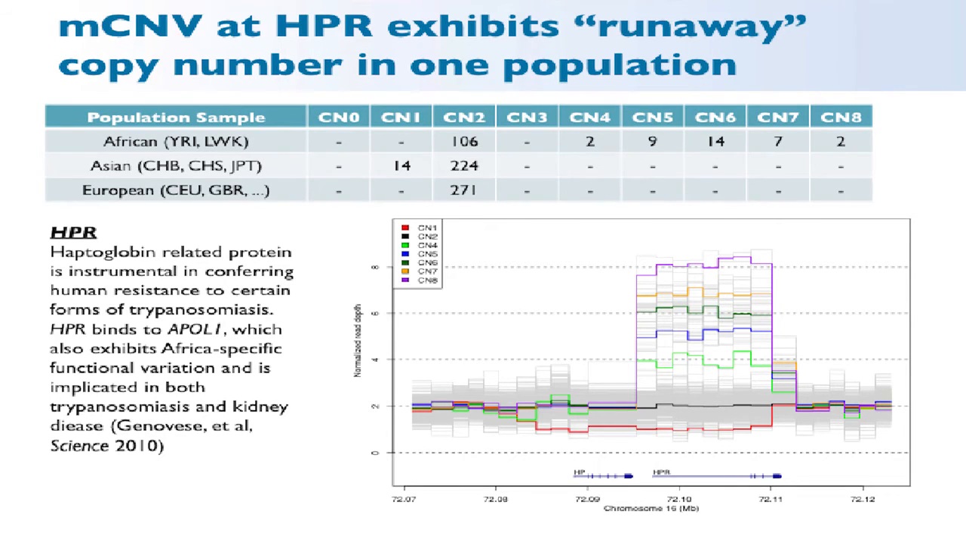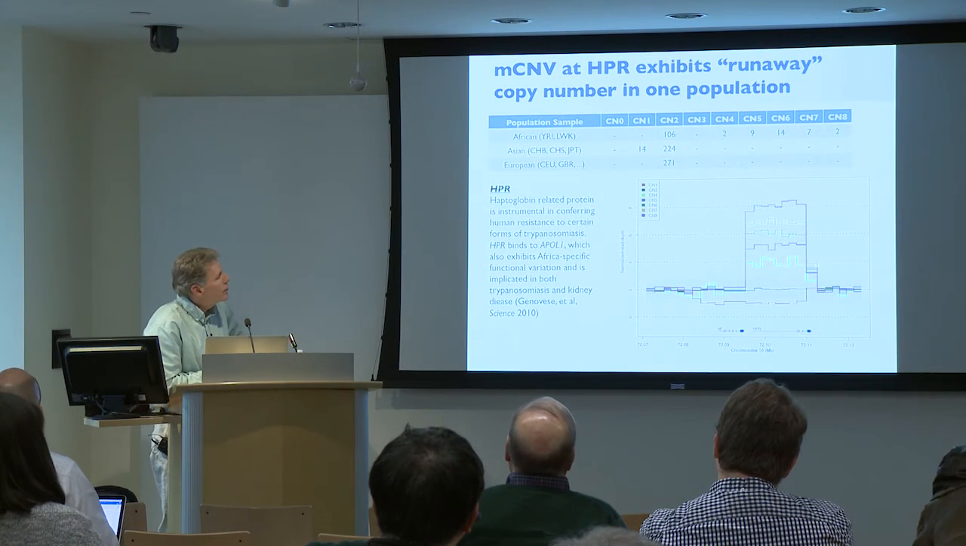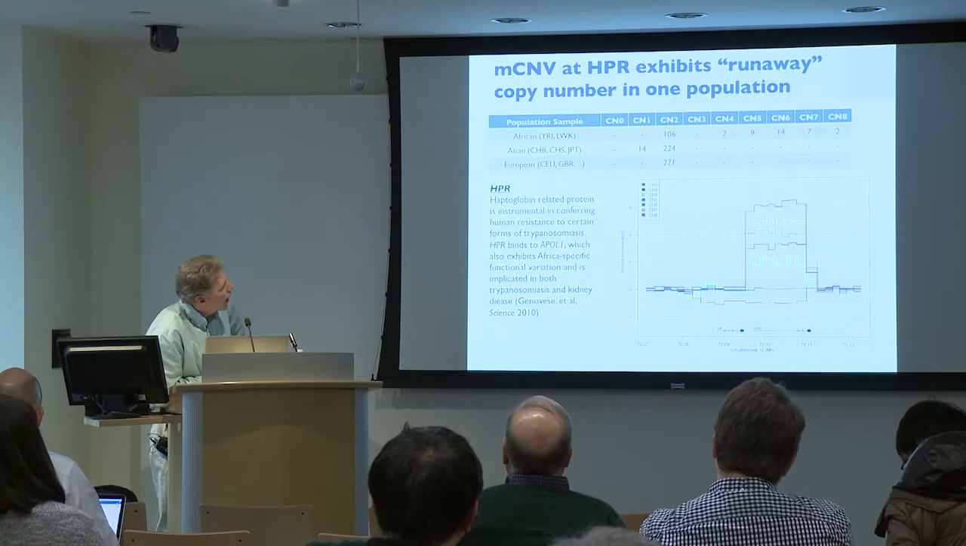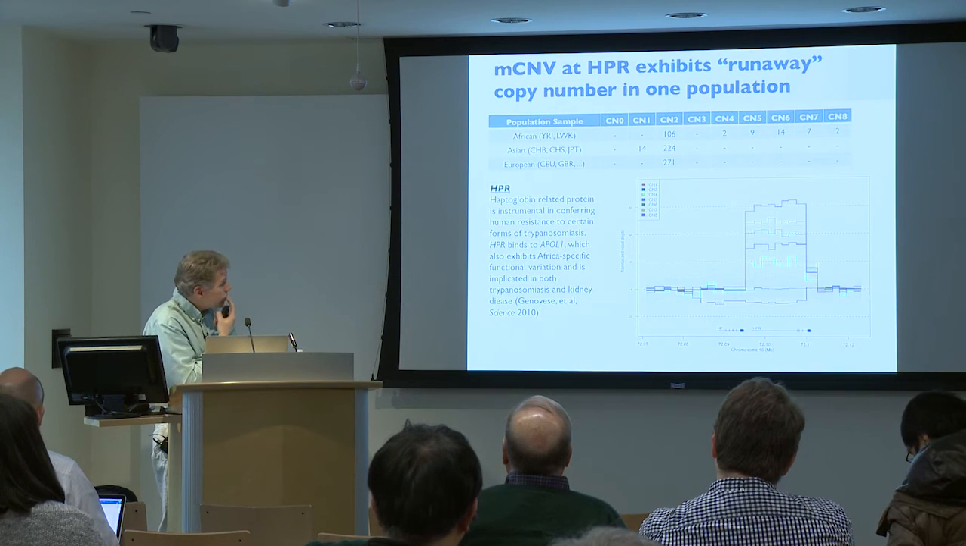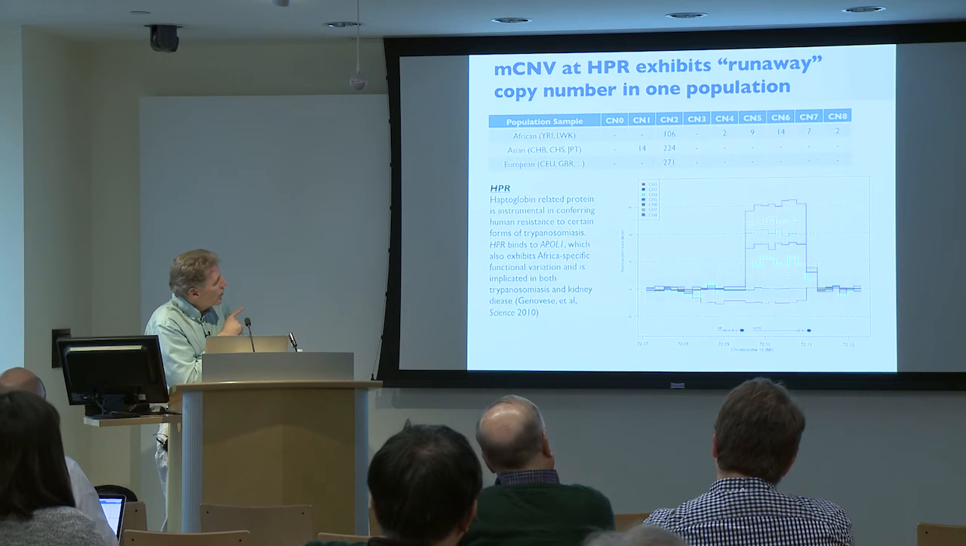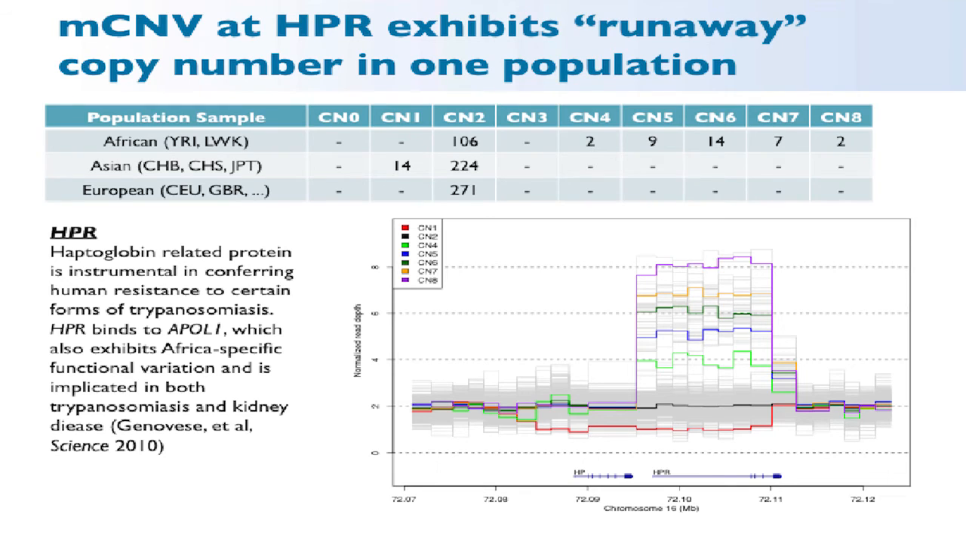And this is because they have happened once in human history for the most part. And then like a SNP, right, they're kind of born once, and then they have some trajectory through human evolution. But some of these copy number variants don't seem to completely follow this pattern. So this is an example from HPR, the haptoglobin-related protein. And we know that HPR confers some resistance to certain forms of trypanosomiasis.